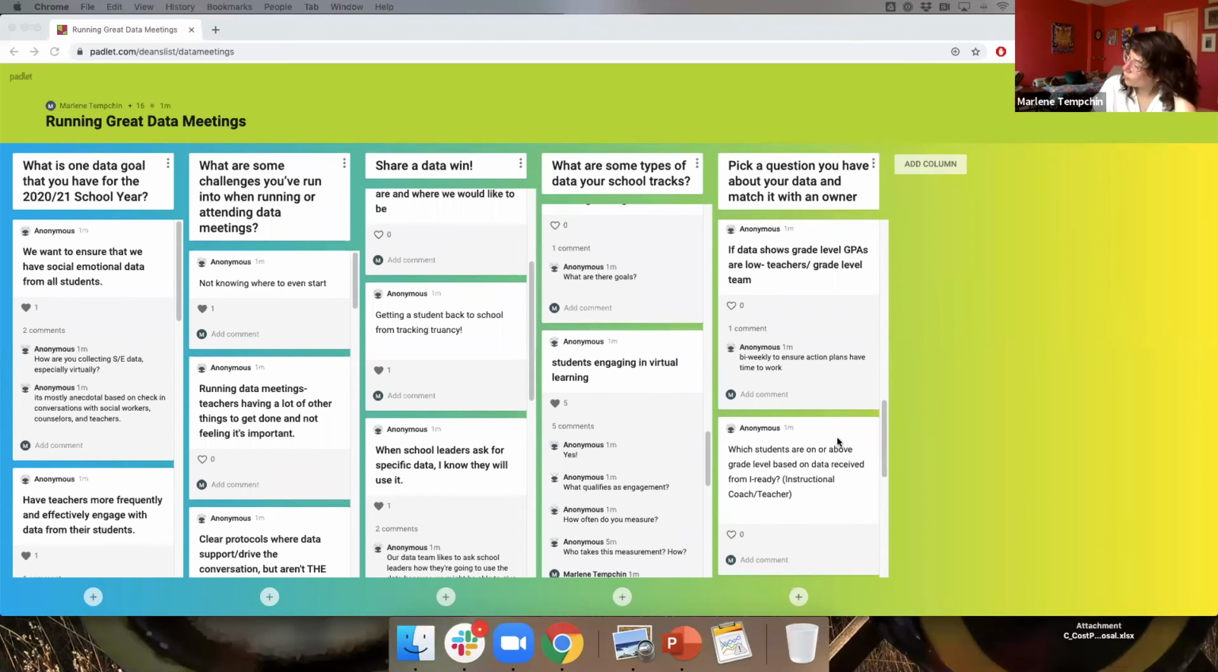Yeah, I think so. I think this is a good point here. So for low GPAs, meeting bi-weekly so that you can create action plans and give action plans time to work.